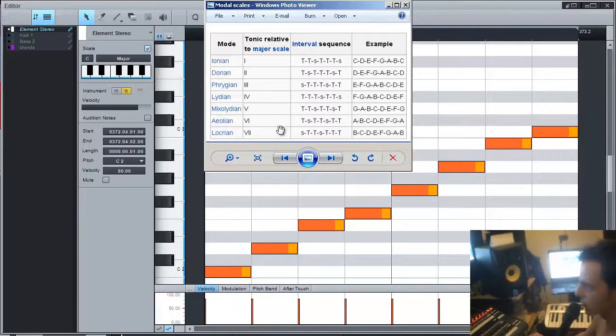And it carries on with the other ones, right? To the 5th, the 6th, and the 7th degree, right? Which is B.